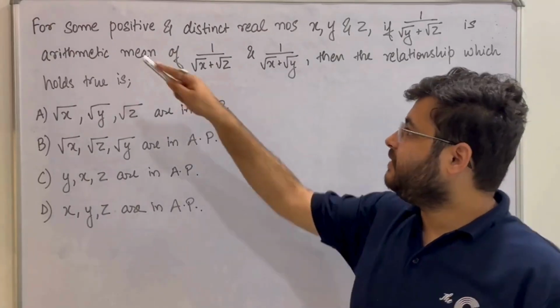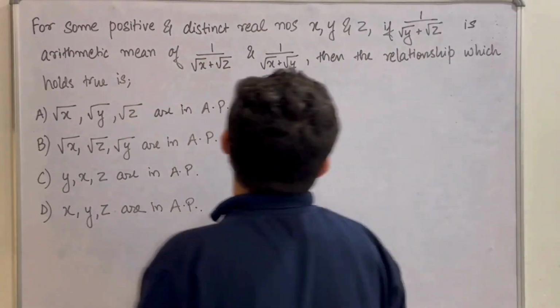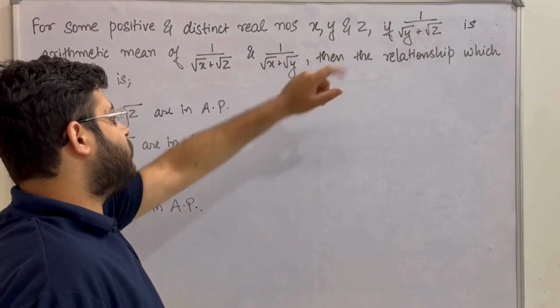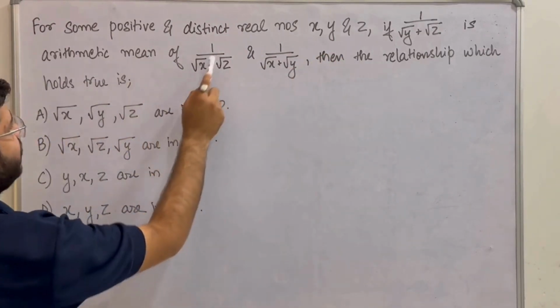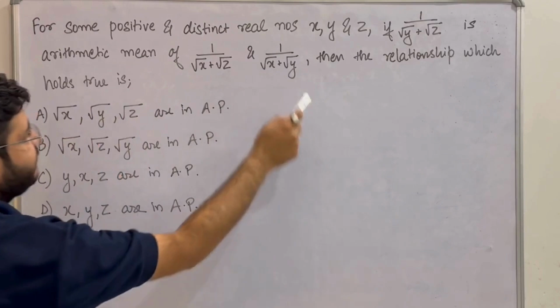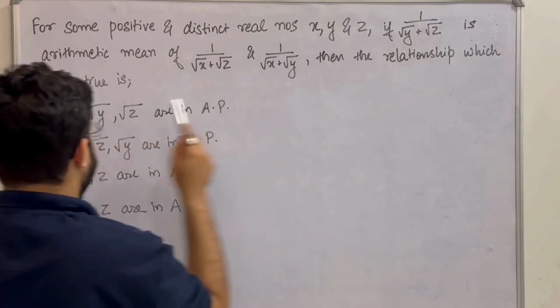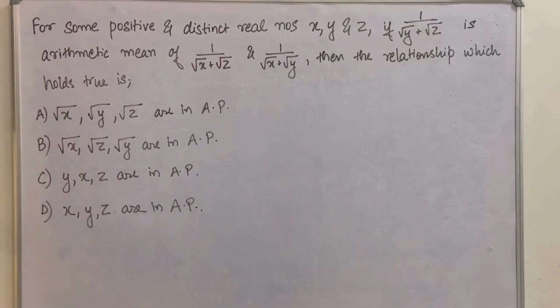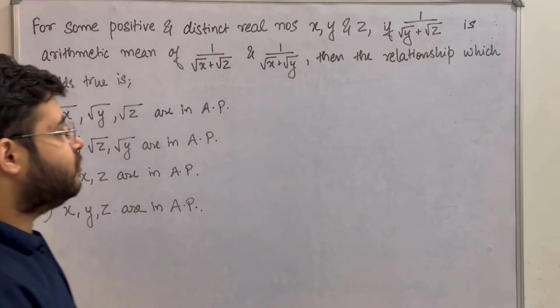To question 7, we have that for some positive and distinct real numbers x, y and z, if 1 divided by root y plus z is the arithmetic mean of 1 divided by root x plus z and 1 divided by root x plus root y, then which relationship holds true? We have been given certain options, among them one of them is going to be true.